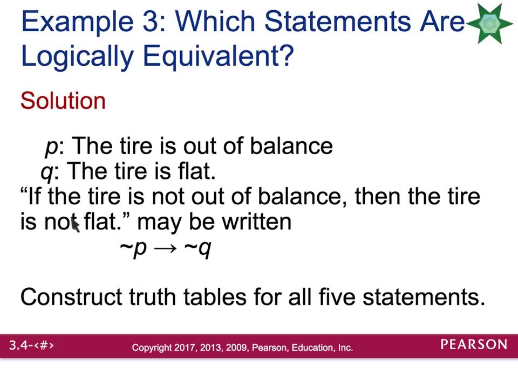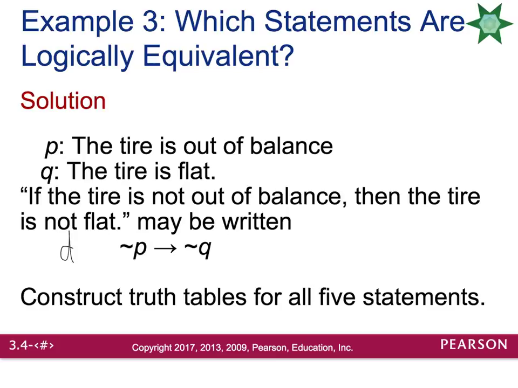And then finally D was if the tire is not out of balance, then the tire is not flat. So that would be negation P, single arrow, if-then, tire is not flat, negation Q. So this would be D here.